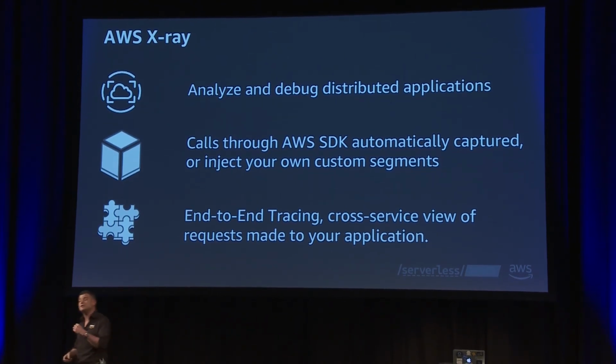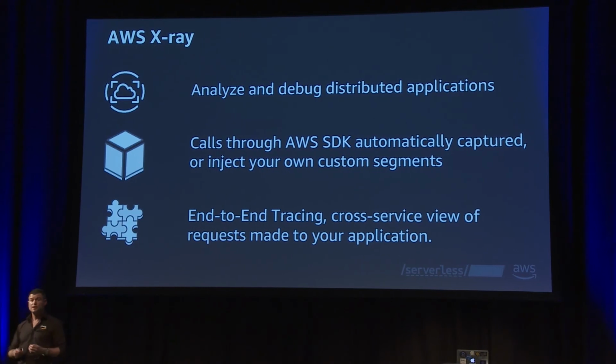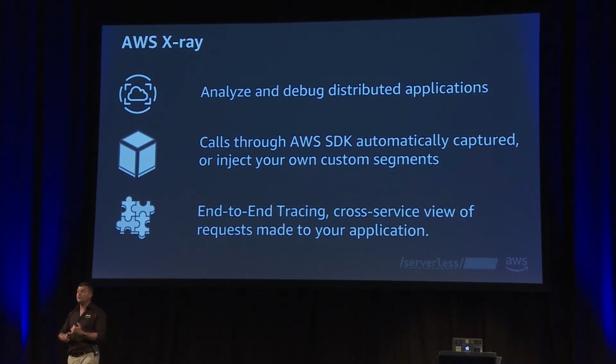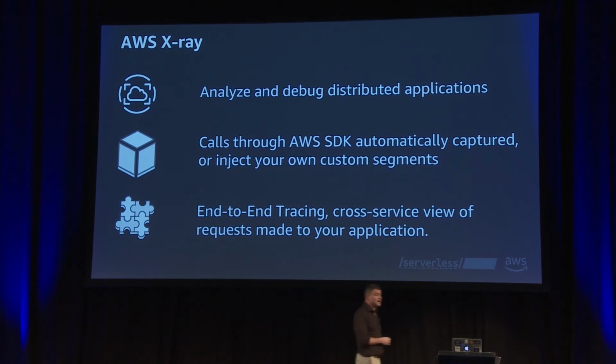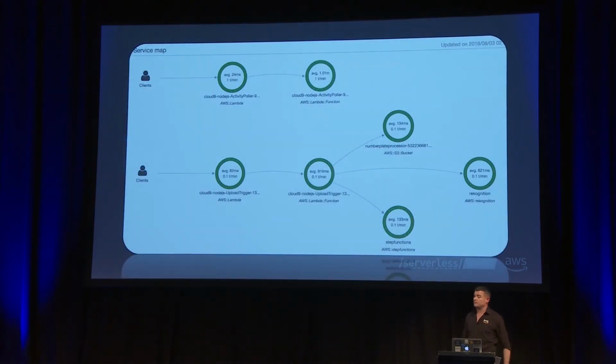So it's a great way to see the dependencies in your application from an AWS services perspective, but also you can inject your own metadata at any time. You can create your own subsegments at any time, so you can time parts of your code if that's something that you're interested in doing. So it allows you to get a really nice end-to-end cross-service view of the calls that are made in your application. This is what it looks like, the service map.